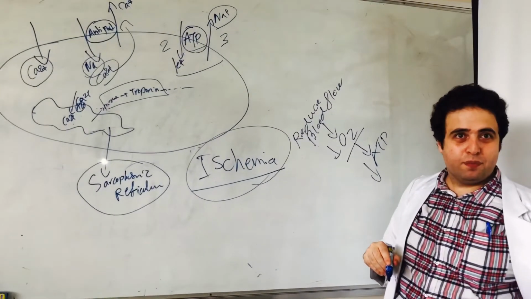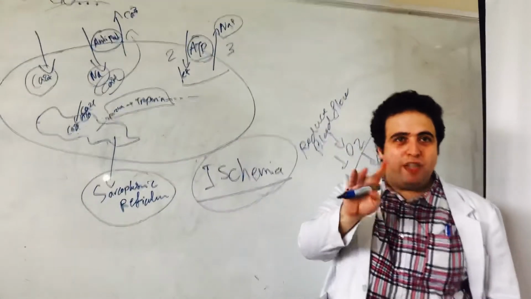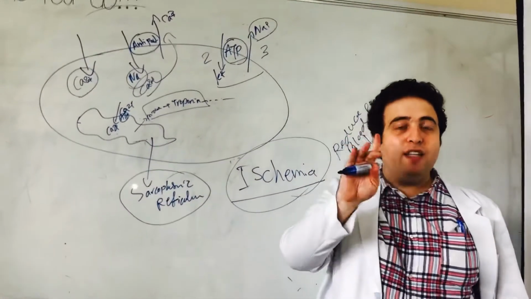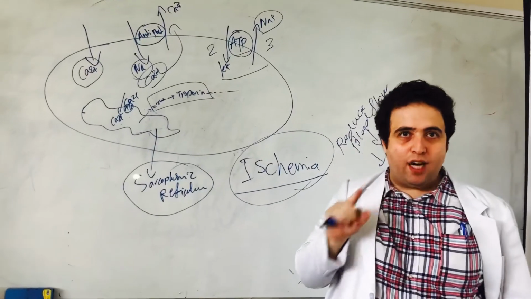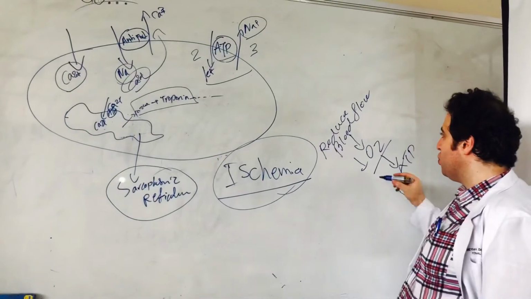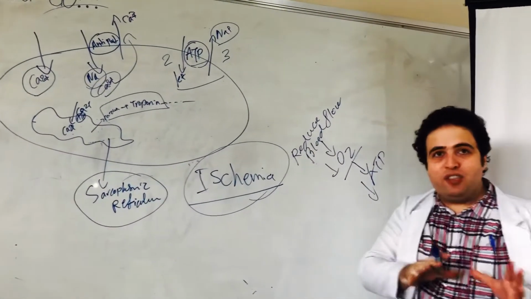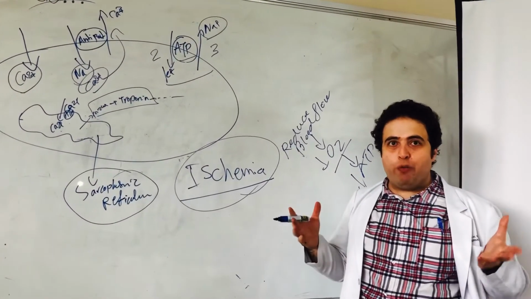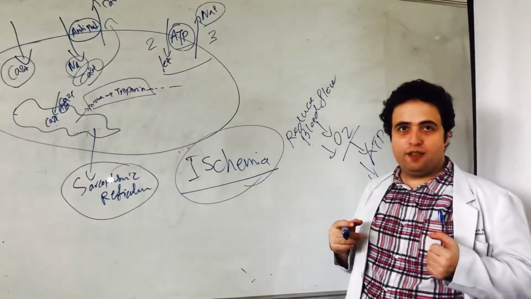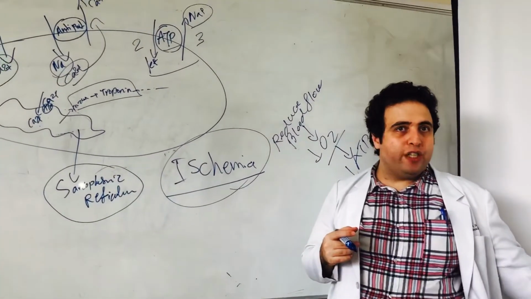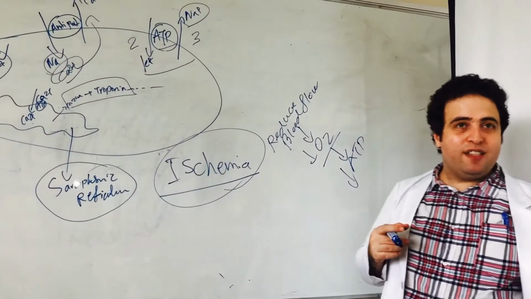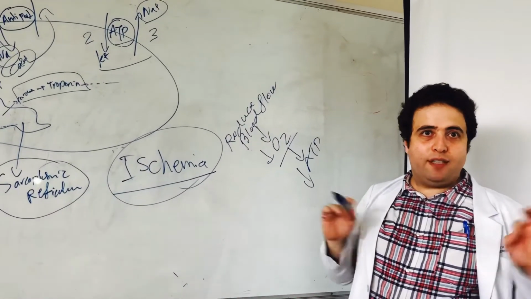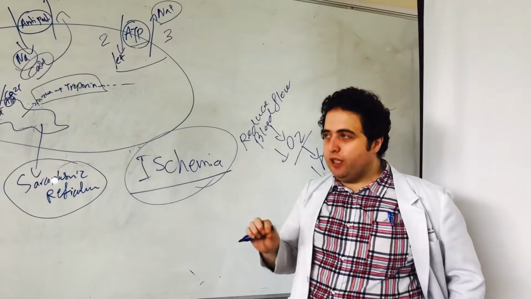Okay? The body always will try to compensate. How? Body will use another way to generate ATP, but it's not really effective as when we have oxygen. What's the another way to generate ATP? Can you tell me? Anyone? Okay, so very good.